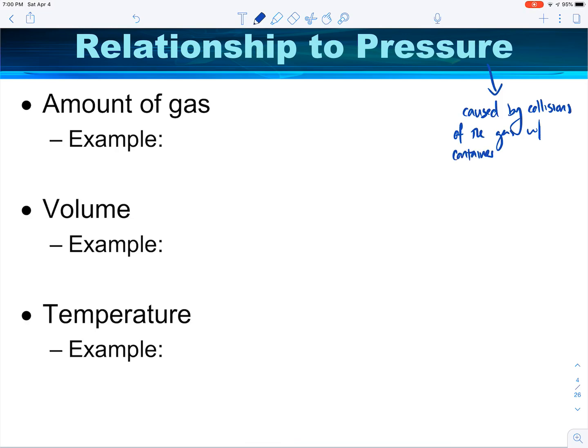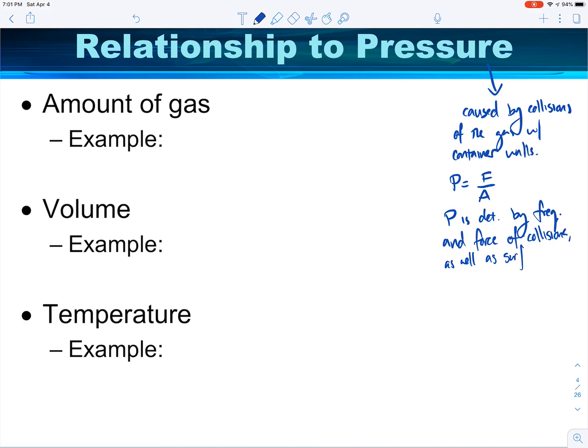Container walls, right? And remember that pressure is equal to force over area. So pressure is determined by the force of the collisions, which is a function not only of the force of each collision, but the total number of collisions. So we could say pressure is determined by the frequency and force of collisions, as well as the surface area over which those collisions are applied.